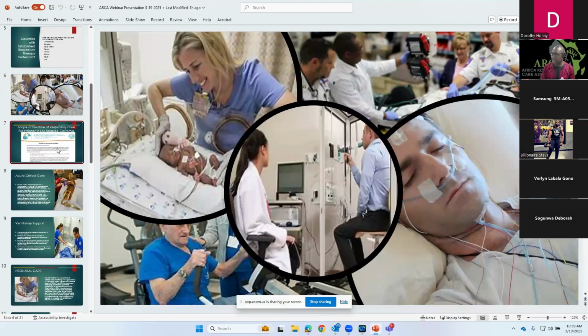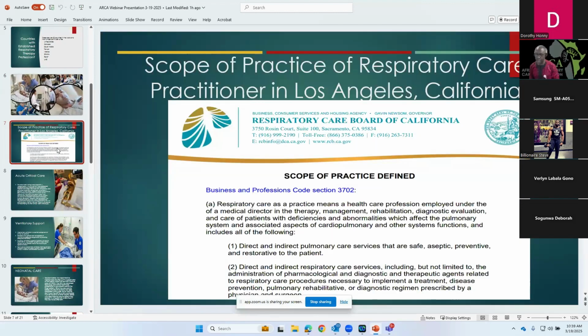Because I am in California, there is a scope of practice that everyone is bound to work under. In every country there is a scope that allows the respiratory therapist to function in their different hospitals. Some hospitals will allow respiratory therapists to actually intubate patients. Intubate is when you put a tube down a patient's throat, that way we could take over the breathing of the patient. This applies for pediatric patients as well as neonates.